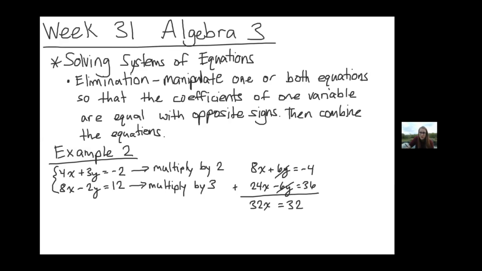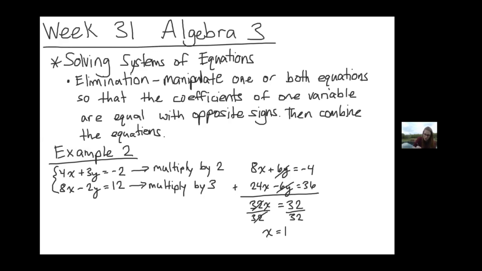Now we got rid of one variable so that we can find the value of the other one. So solve for x here by dividing both sides by 32. We get x equals 1. Okay, then you can go back into either one of the original equations and plug x equals 1 into that to find your value of y.